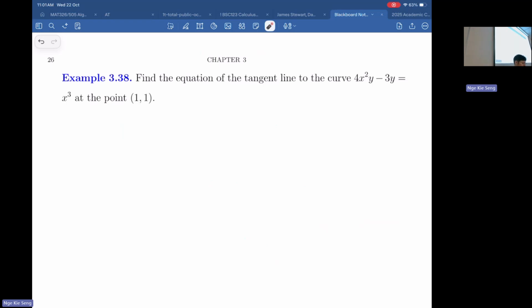Okay. So if you look at this question here, find an equation. So Arthur just arrived, is it? Yeah. Okay.